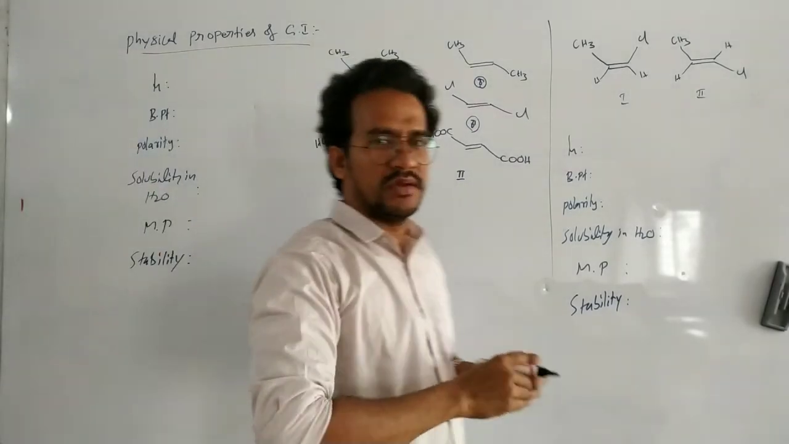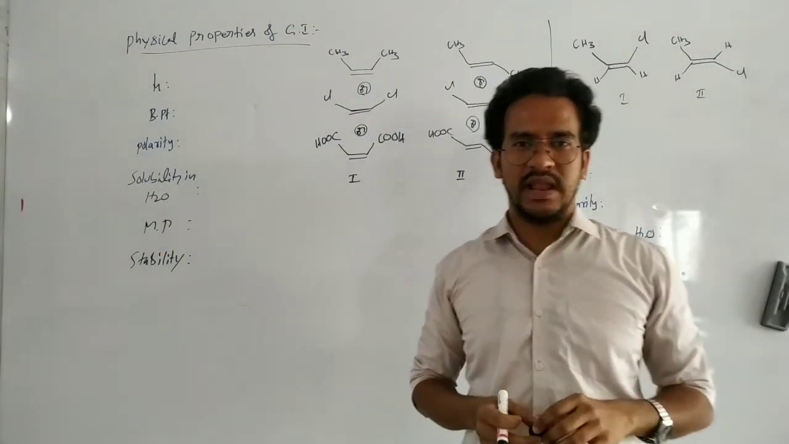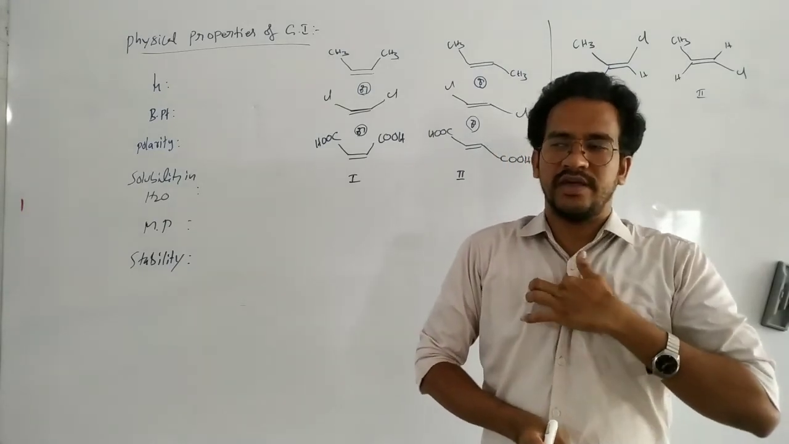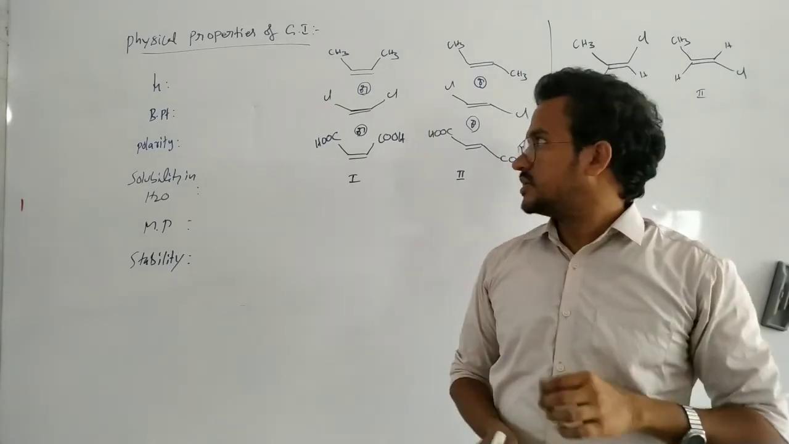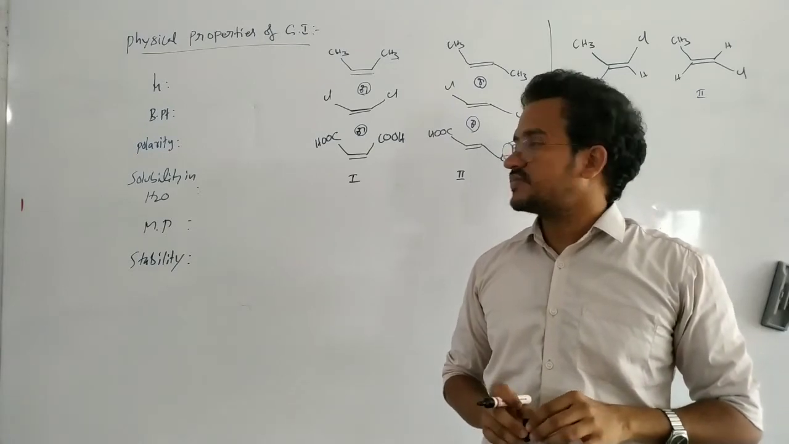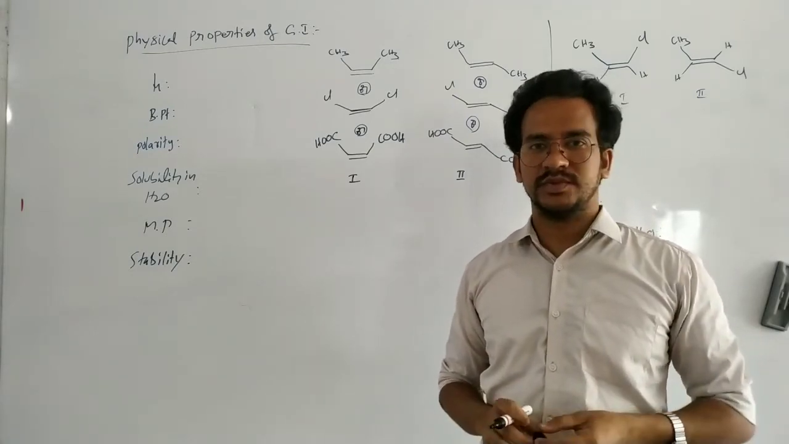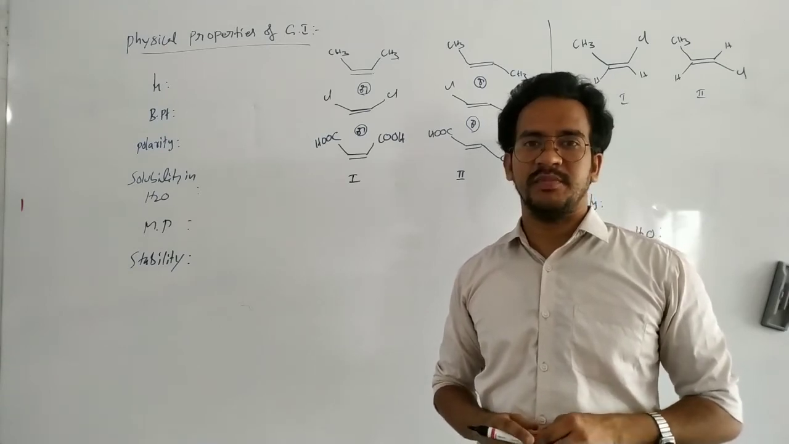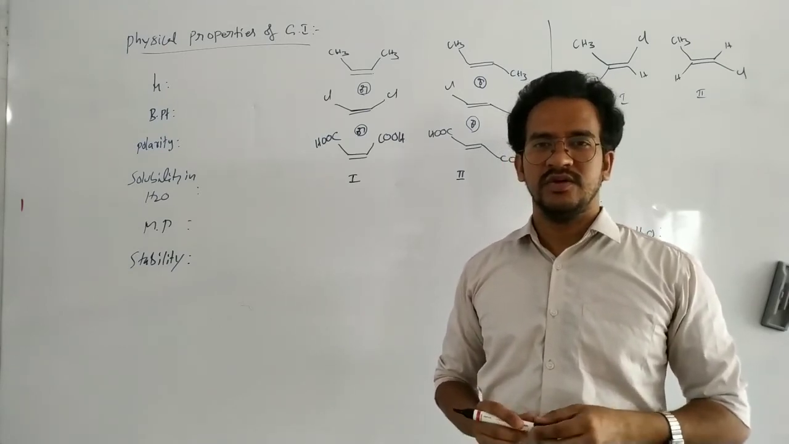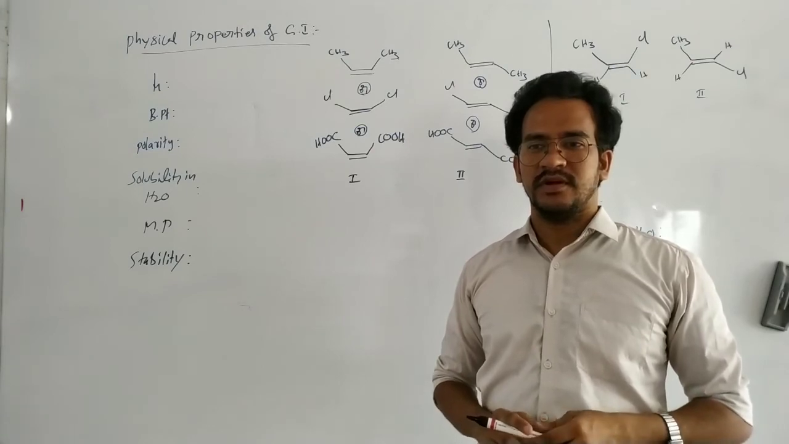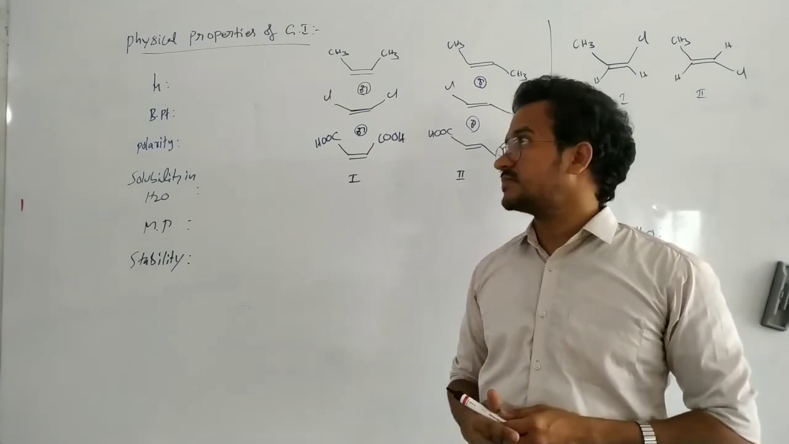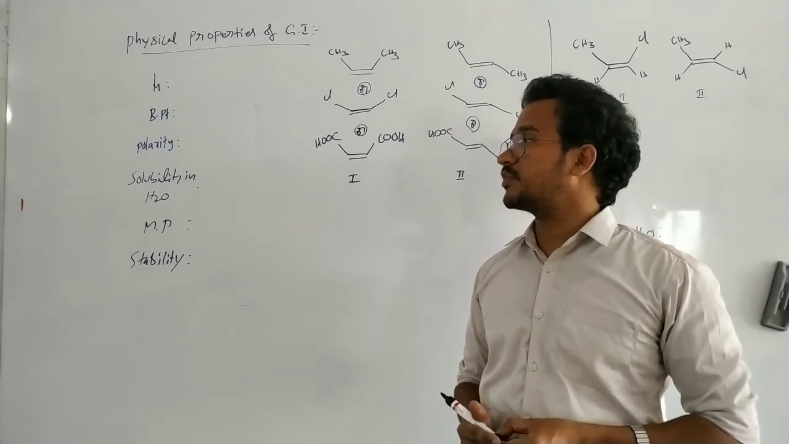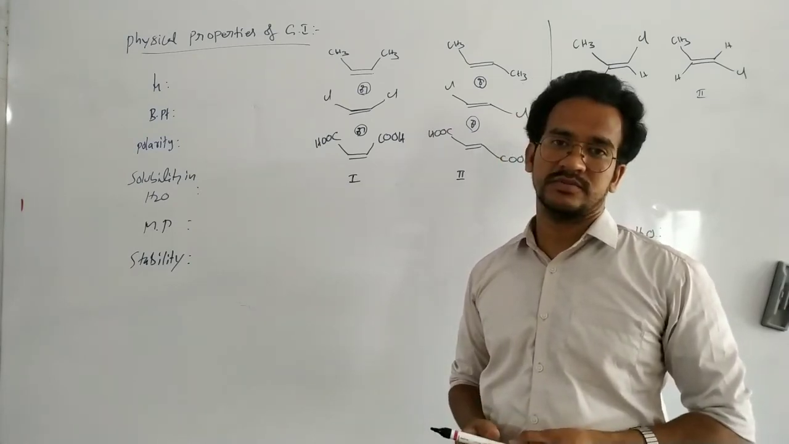Here, let us discuss the last concept of the geometrical isomerism. So this is the physical properties of the geometrical isomers. We know that isomers have different physical and chemical properties. So here, let us discuss what those different physical properties of geometrical isomers are.